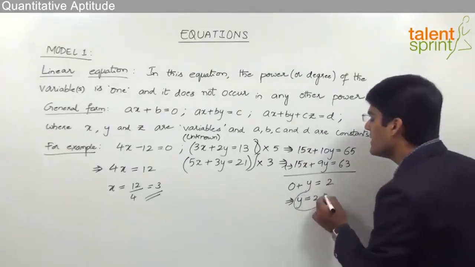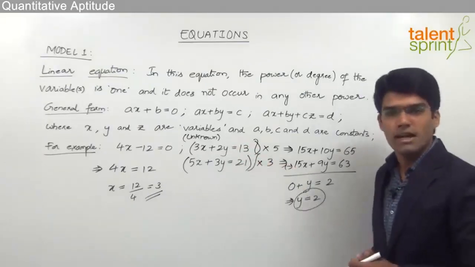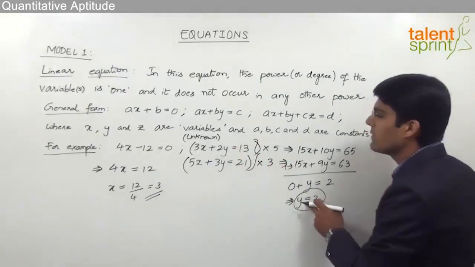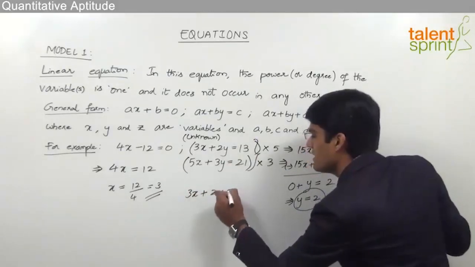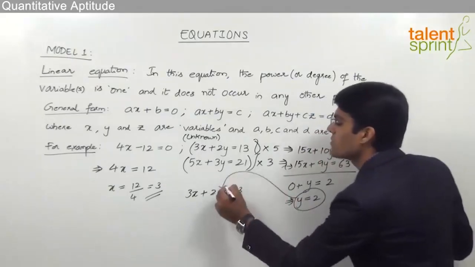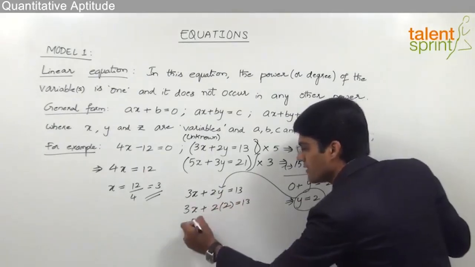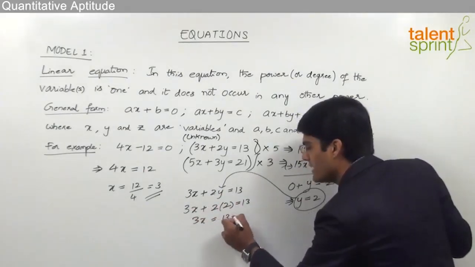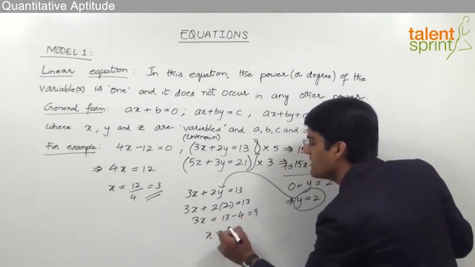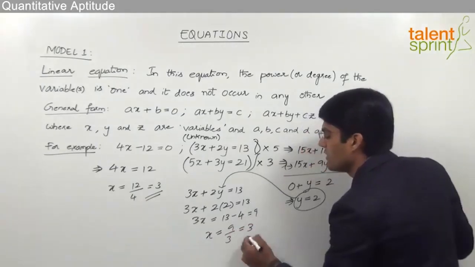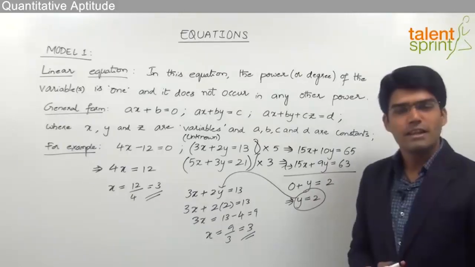Now once we have obtained the value of y, we can substitute this in any one of the equations and then find out the value of the other variable. So let us try to substitute y equals 2 in the first equation, that is 3x plus 2y equals 13. So if we substitute y equals 2 here, we get 3x plus 2 into 2 equals 13. So 3x equals 13 minus 4, that is 9. So if 3x is equal to 9, x will be equal to 9 by 3, which is equal to 3. So the value of x is equal to 3. So this is how we can solve two equations in two unknowns.